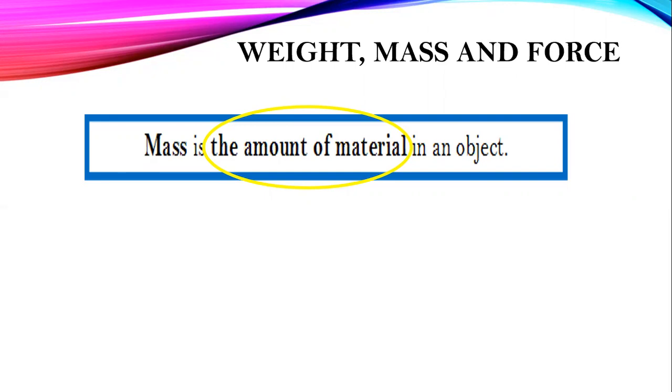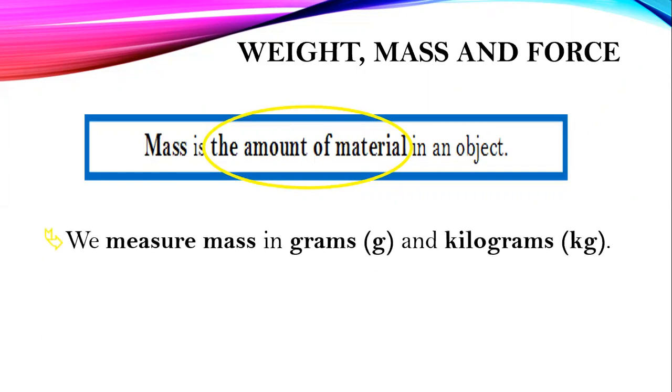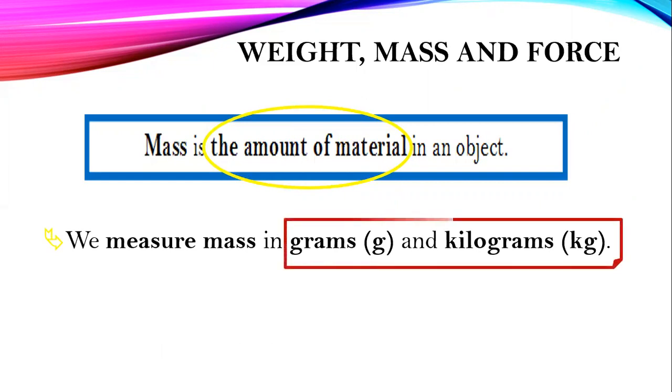If you have a pencil case, what is its mass? Its mass is the amount of pencils and pens and sharpeners and rubbers, rulers, whatever you place inside it. It's many materials, so the amount of these materials is considered the mass. So mass is the amount of material in an object, and it is not a force. Please take care. Mass is not a force. Mass is usually measured in kilograms or grams. Grams and kilograms are the measuring units of mass.